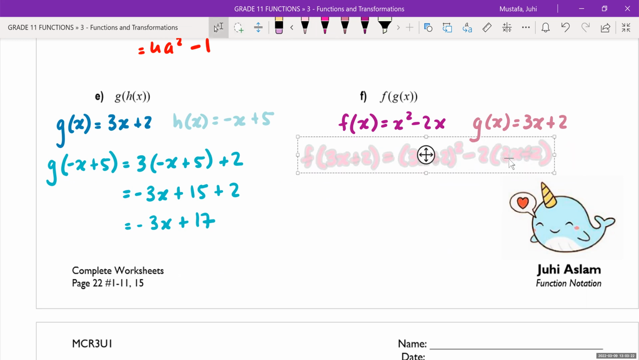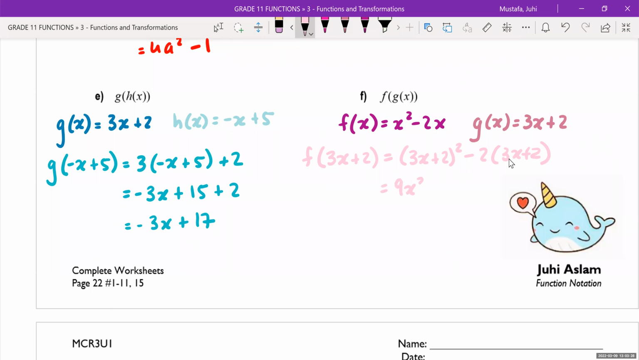I'm gonna do it here so my little narwhal doesn't get affected because he's just so cute. Okay, we're gonna get 9x squared plus 12x plus 4 minus 6x. I feel like we did this already, but maybe with different functions. Then we have 9x squared plus 6x. That's it. 9x squared plus 6x. If you wanted to just factor out a 3x, we would get 3x plus 2.